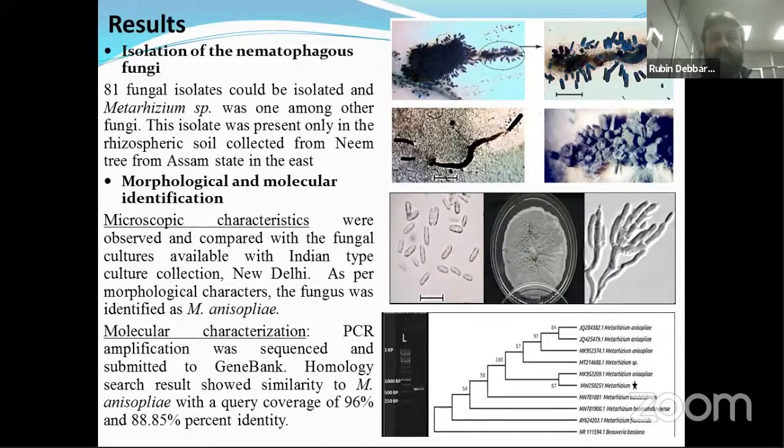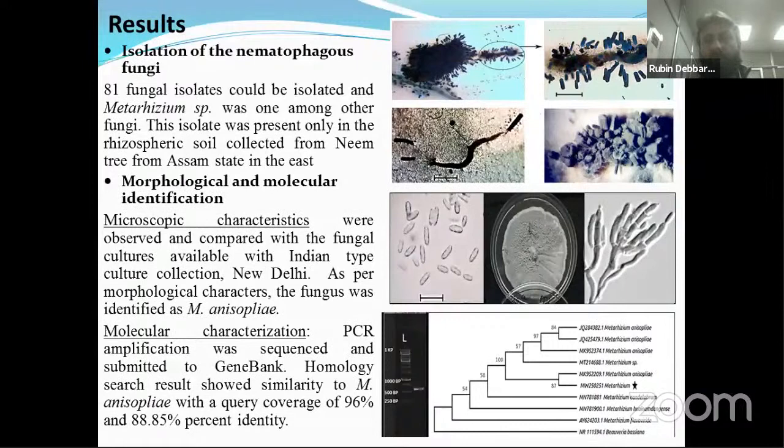For results, in the isolation of nematophagous fungi, we got many fungal isolates, around 81, which are not shown here. We are focusing on Metarhizium, one of these fungi. This isolate was present only in the rhizospheric soil collected from neem from Assam.